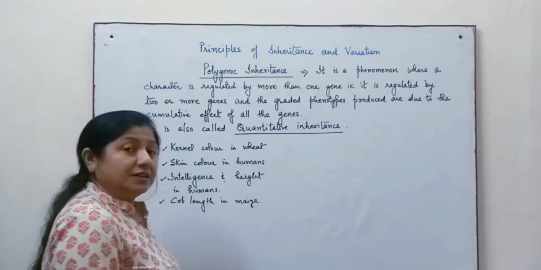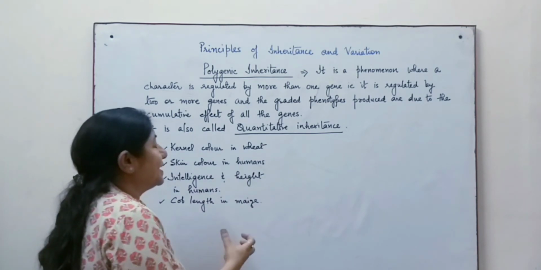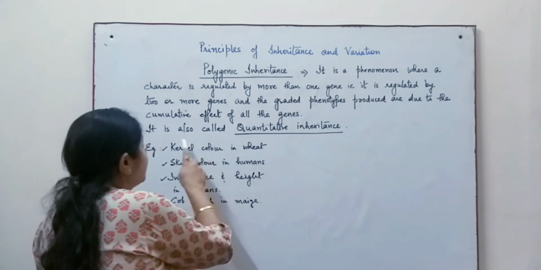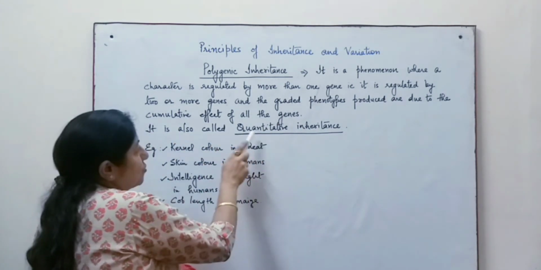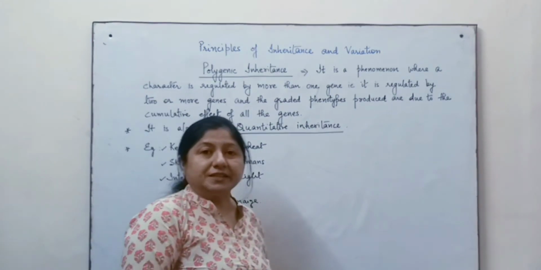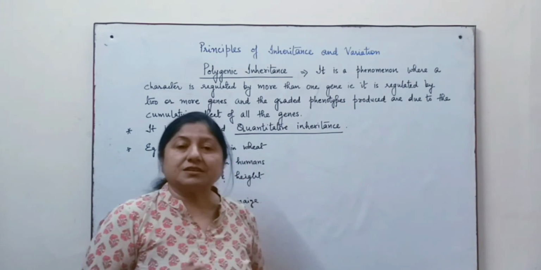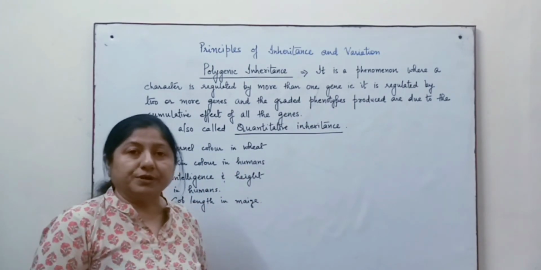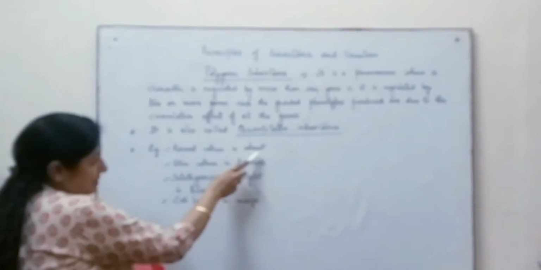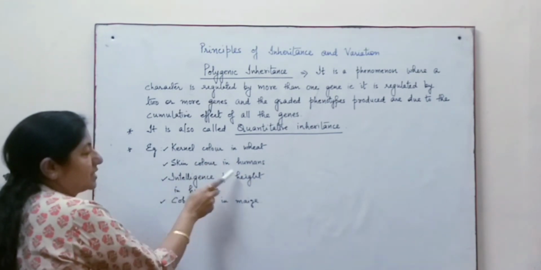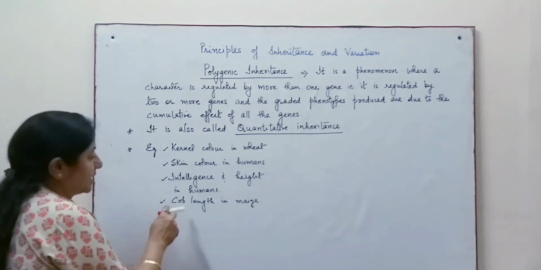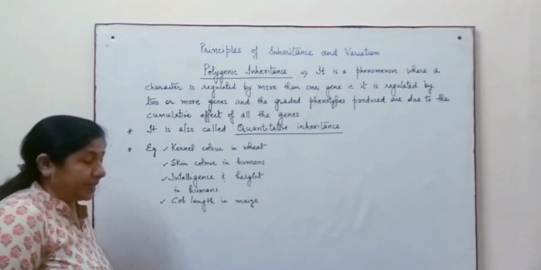Here, since many genes are contributing, and depending upon the number of genes causing the effect, it is also called quantitative inheritance. So in quantitative inheritance, more than two genes contribute to one phenotype. Some examples are kernel color in wheat, skin color in human beings, intelligence and height in human beings again, and the cob length in maize.